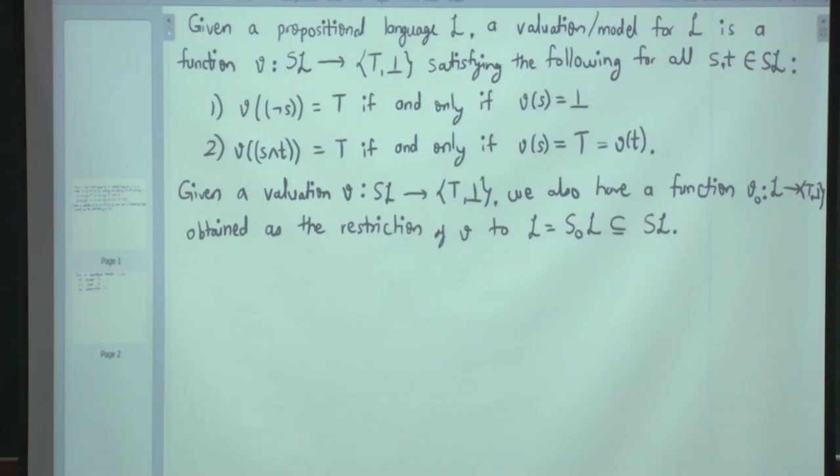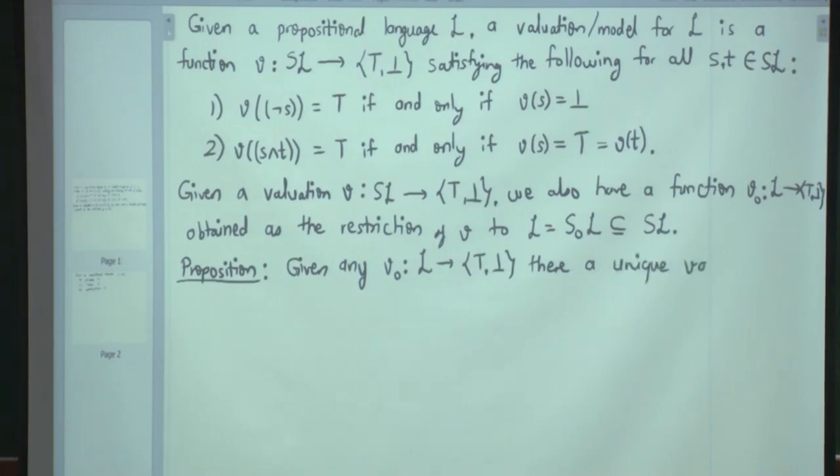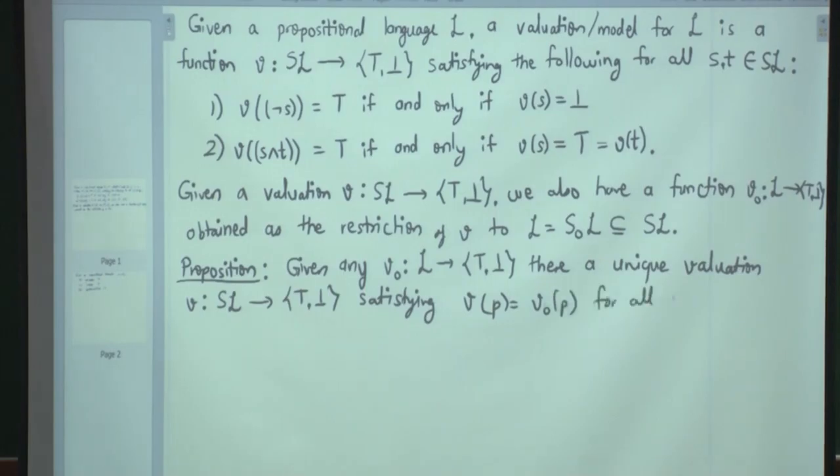Okay. However, conversely also, now this is a proposition, not as in propositional logic, just a proposition to prove, a statement to prove: given any V0 from L to truth and false, there is a unique valuation V from SL to true and false, satisfying V of P equal to V naught of P for all P in L.